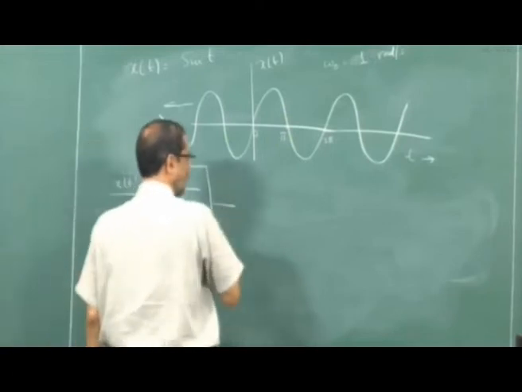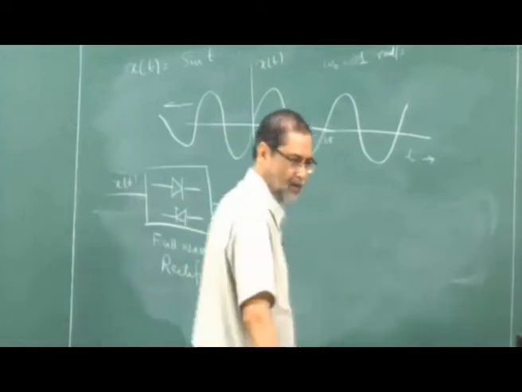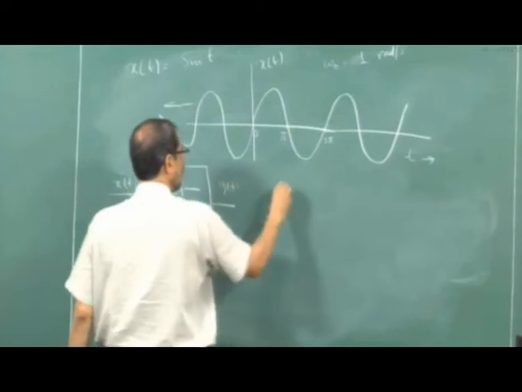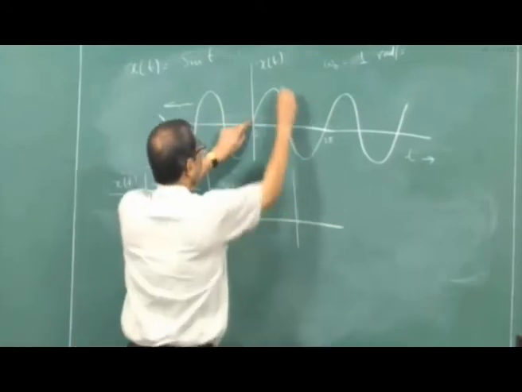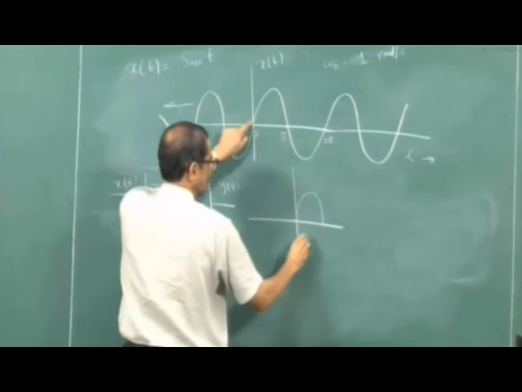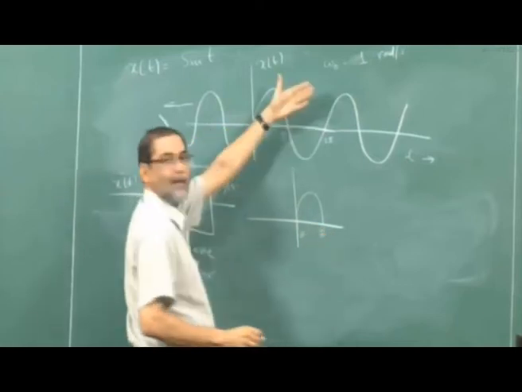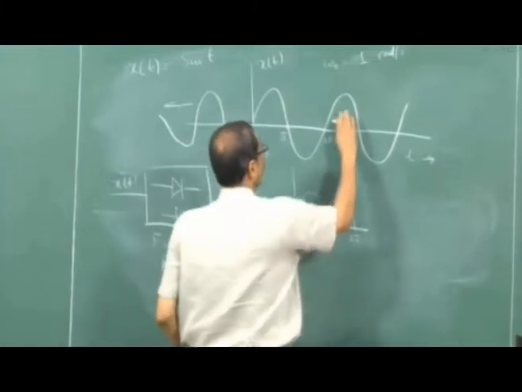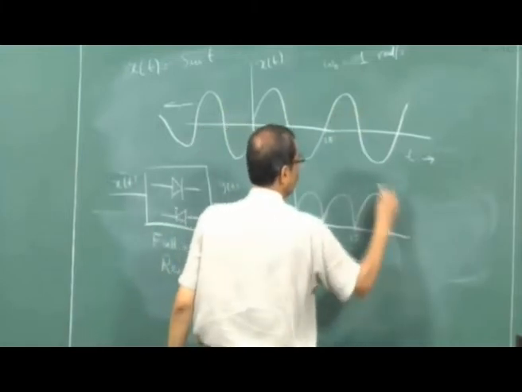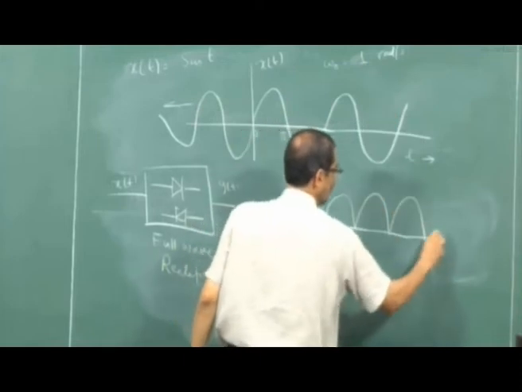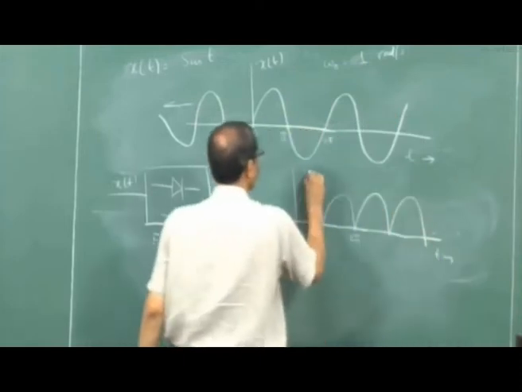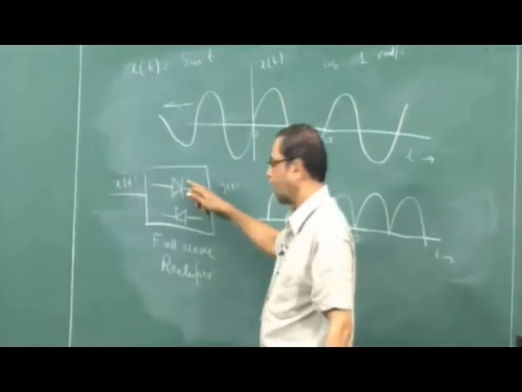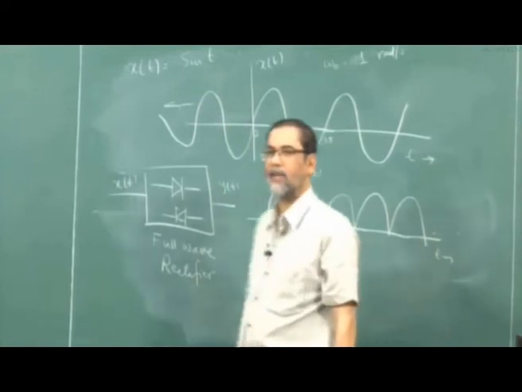So output, I don't know what I've called the output as. Okay, I think I've called the output as y of t, shown there. y of t will look something like this. Positive part is as it is, 0 to pi, negative part becomes positive, right, 2 pi. Positive part remains as it is, negative part becomes positive, and so on. So this is y of t, the fully rectified sine wave.